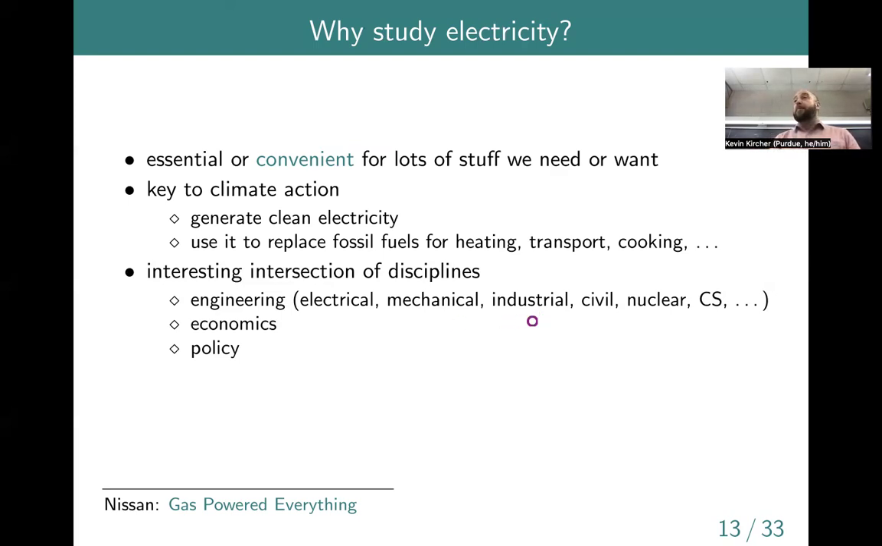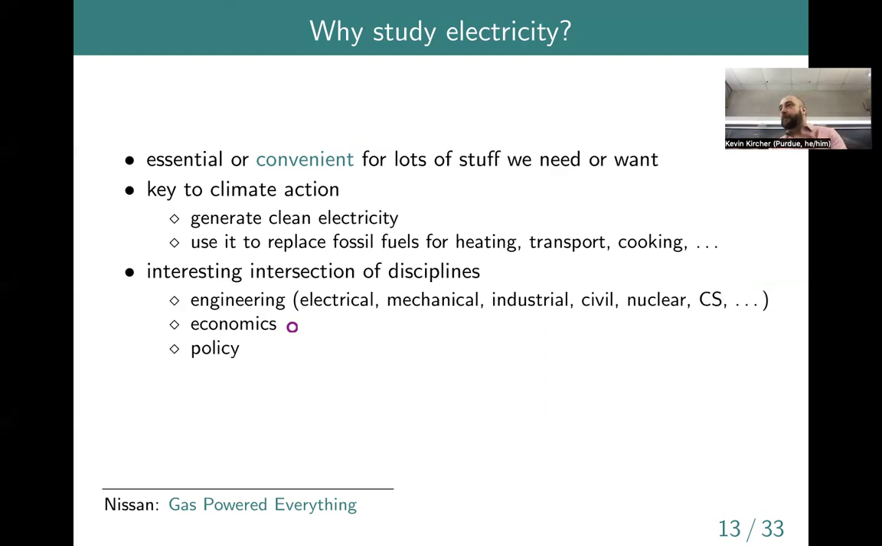Industrial engineering and operations research, I think, are crucial in this field. Civil engineering, major civil works, things like huge dams, nuclear power plants, tons of concrete, important structural considerations there. Nuclear engineering, obviously. Computer science, there's a lot of algorithmic work that goes into operating and managing power grids. But beyond engineering, it also involves a lot of economics.